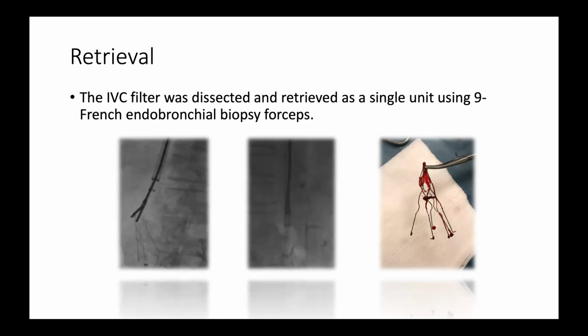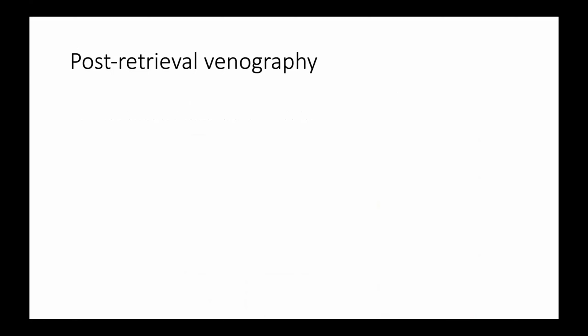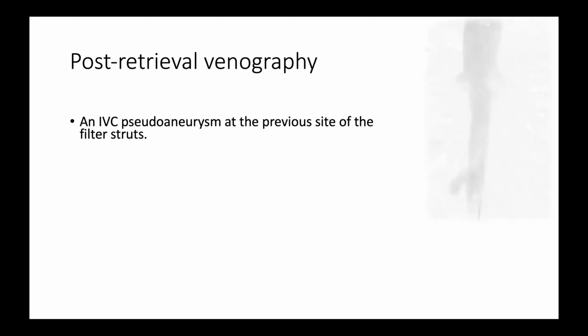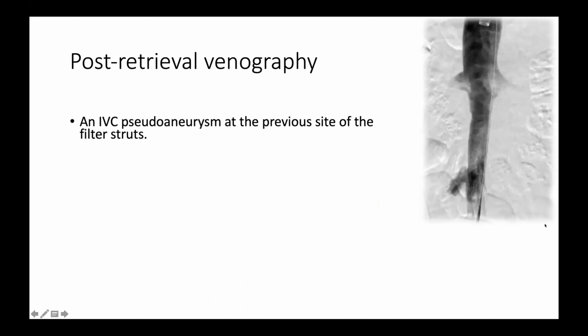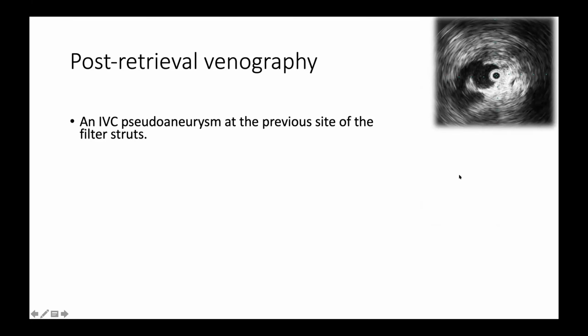So everything is great until we do the venography. We do the venography, and as you can see, there is active extravasation or pseudoaneurysm at the area where we had the strut. So we went to the IVUS, and you can see, let me see if I can minimize that, there is a defect on the wall. So it really nicely correlates with where we're seeing the active extravasation.